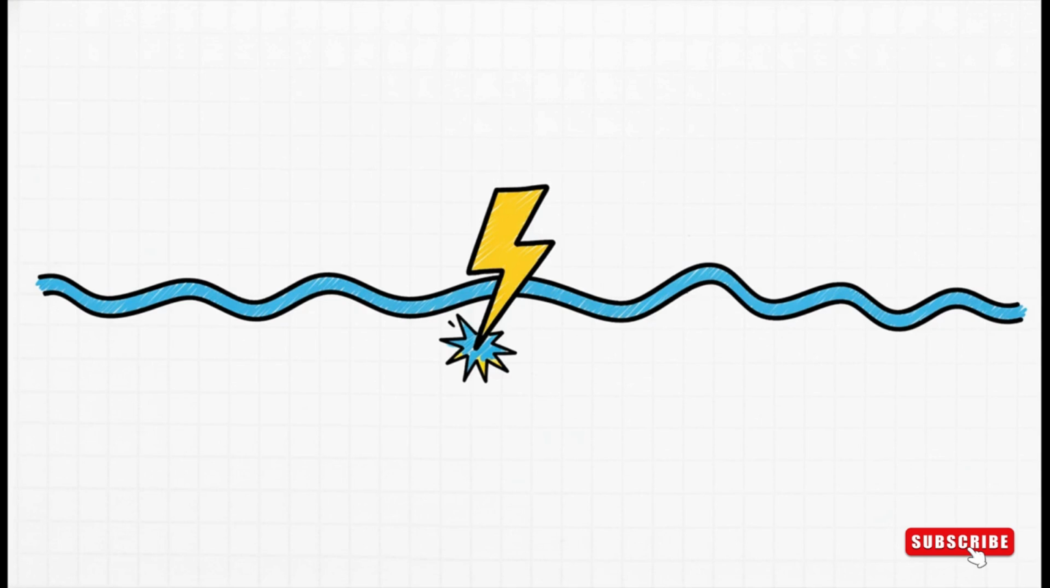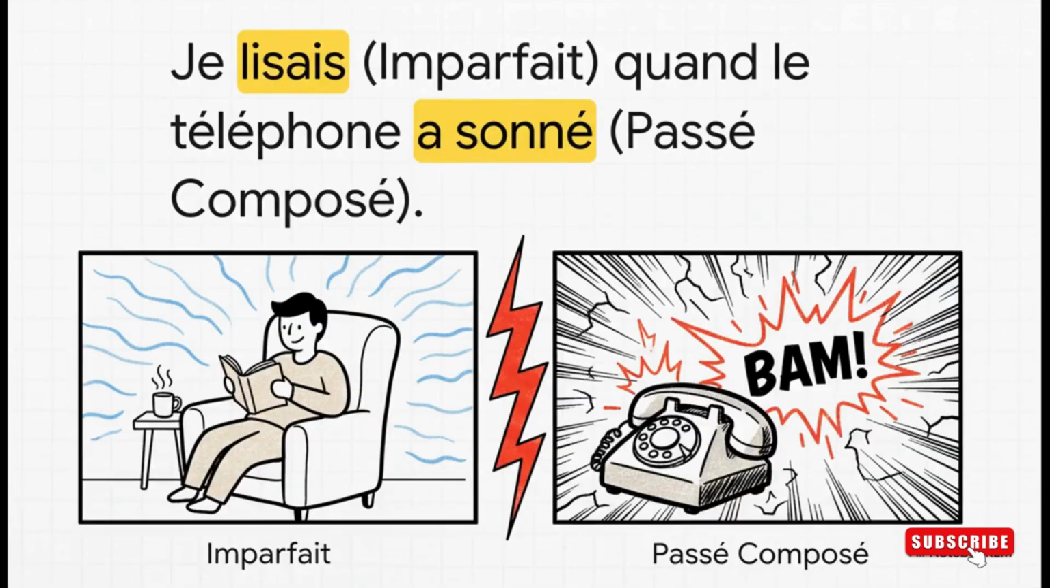It's so cool. What you do is you use the imparfait to describe something that was happening in the background, and then bam, you interrupt it with a sharp, specific event using the Passé Composé. This sentence right here is the perfect example of that technique in action.